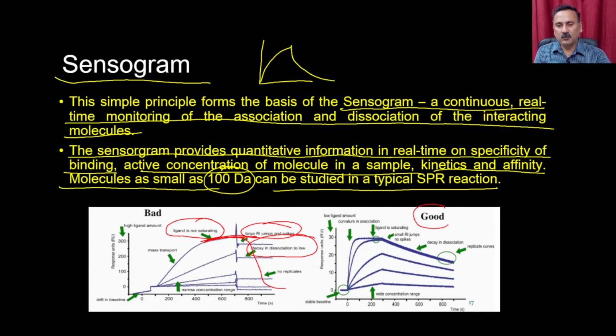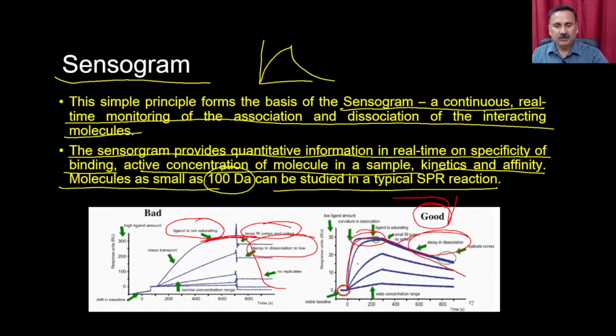In contrast, this is a good quality sensogram because what you see here is a very stable baseline, right? The baseline should be stable, because initially you should have a straight line, and then it should show you a dip, right? And it is going to show you a saturation. So for example, it goes high and then there is a saturation. This is the saturation phase, and then it has a decay, right? The decay is linear. So it is going to show you a decay in dissociation also, and that's why this is a good quality sensogram.